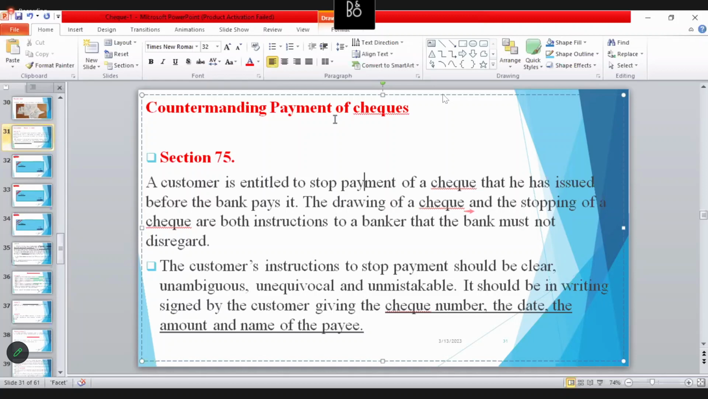See again, read: the customer is entitled to stop the payment. Take the customer in the Bills of Exchange Ordinance: I issued the check to Avoni, but I haven't received any saris from Avoni.